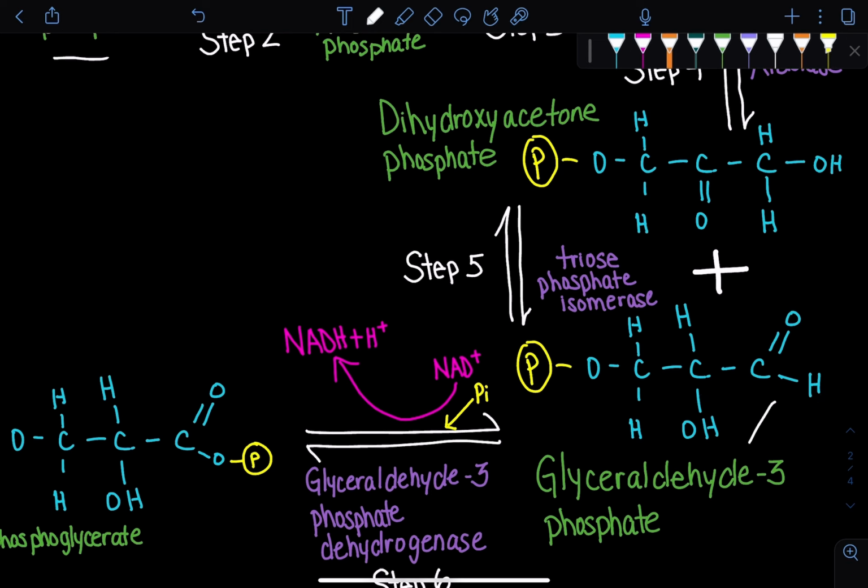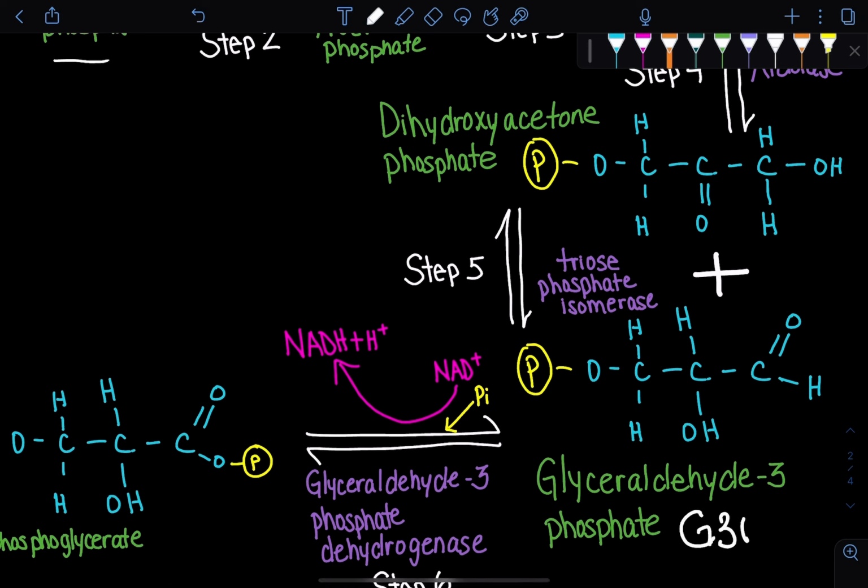Now, when we're dealing with glycolysis, we only want the G3P. We're not interested in the dihydroxyacetone phosphate, or the DHAP. So what we do is we convert the DHAP into G3P. And we do that through an enzyme known as triose phosphate isomerase. Now, triose phosphate isomerase, it's a triose because we're dealing with 3 carbons. It's a phosphate because they're both phosphorylated. And it's an isomerase because we are simply converting from one form to another form.